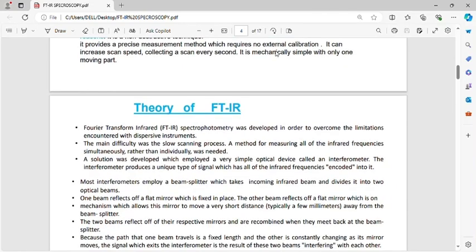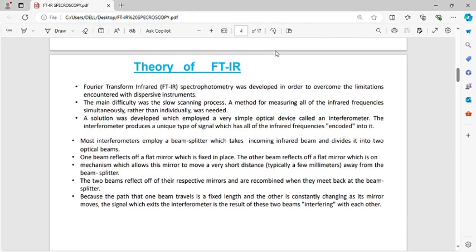Theory of the FTIR. Fourier transform infrared spectroscopy was developed in order to overcome the limitations encountered with the dispersive instruments. The main difficulty was the slow scanning process. A method for measuring all of the infrared frequencies simultaneously rather than individually was needed. A solution was developed which employed a very simple optical device called an interferometer. The interferometer produces a unique type of signal which has all of the infrared frequencies encoded into it.